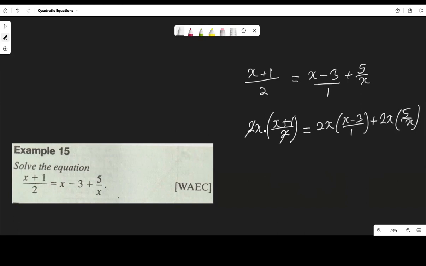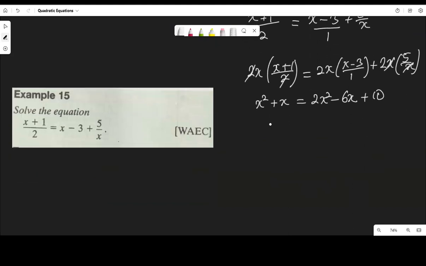These two will cancel these two. x will cancel x. So I have x times x is x squared. x times 1 is x, equal to 2x times x is 2x squared. 2x times negative 3 is negative 6x, then plus 2 times 5 is 10.